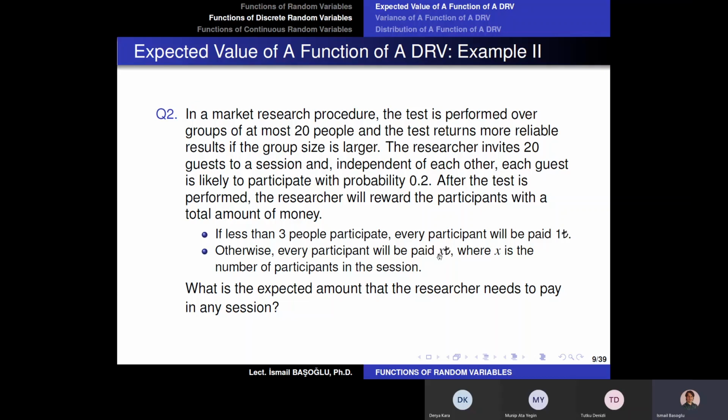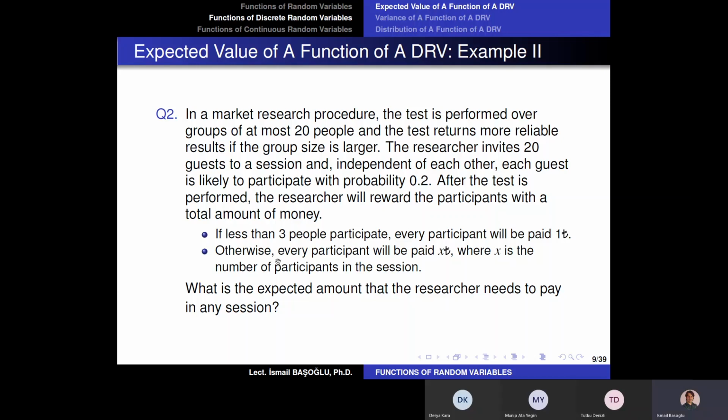If 15 of them arrive, then I am going to pay 15 Turkish liras to each of them. Now, if all of them arrive, then I am going to pay 20 Turkish liras to each of them, okay? If more than or equal to 3 people participate, then I am going to reward every participant with X Turkish liras, where X is the number of participants in that session. So why do I do that? Just to encourage more people to come, okay?